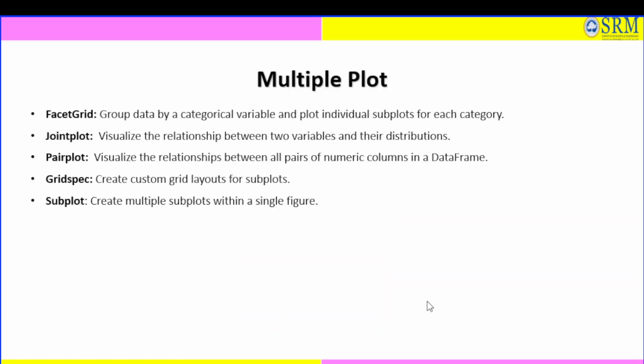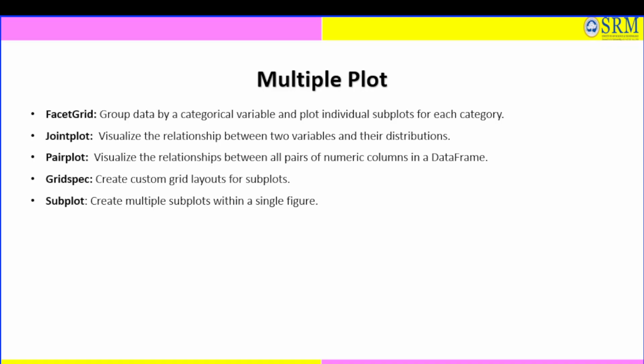Next, what are the different types of multiple plots we have? Facet grid, joint plot, pair plot, grid spec, and subplot. Facet grid is nothing but we can group data by a categorical variable, and we are going to plot each and every individual plot for a particular category. And joint plot is again finding the relationship between two variables and their distributions. For example, you can join a scatter plot and a histogram, combine them and show it as a joint plot.